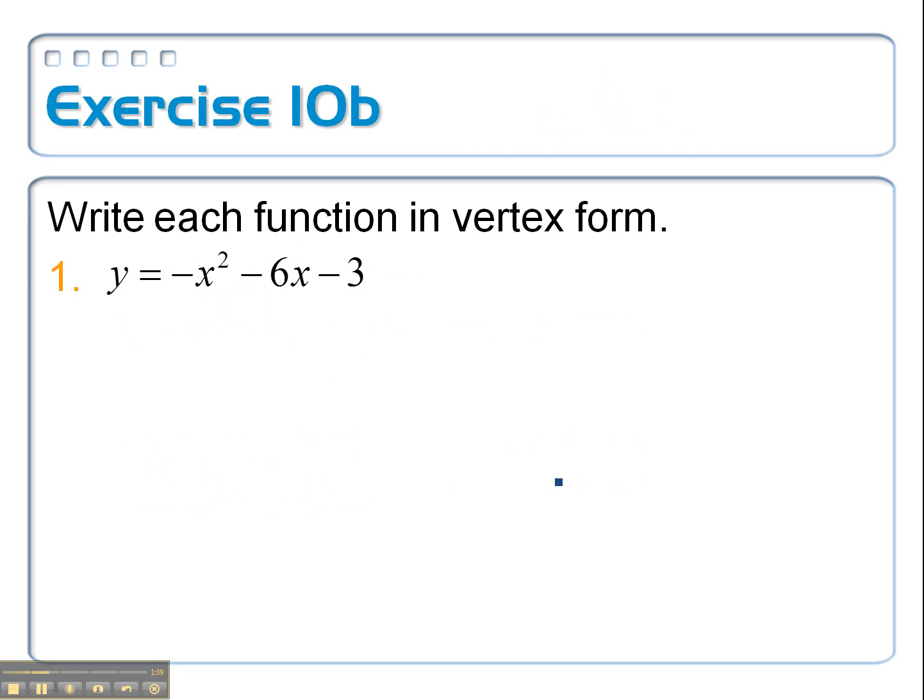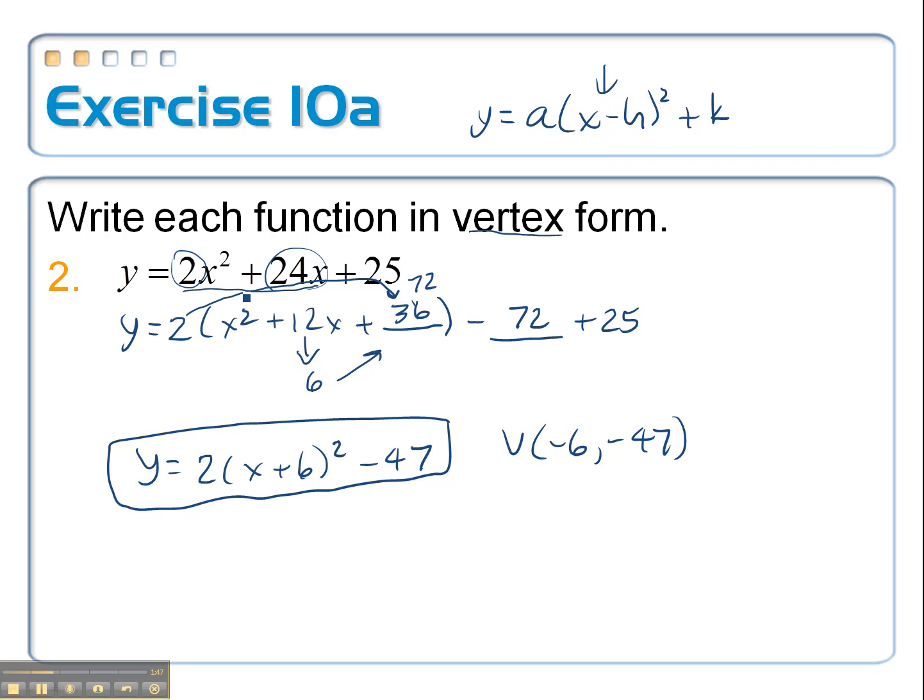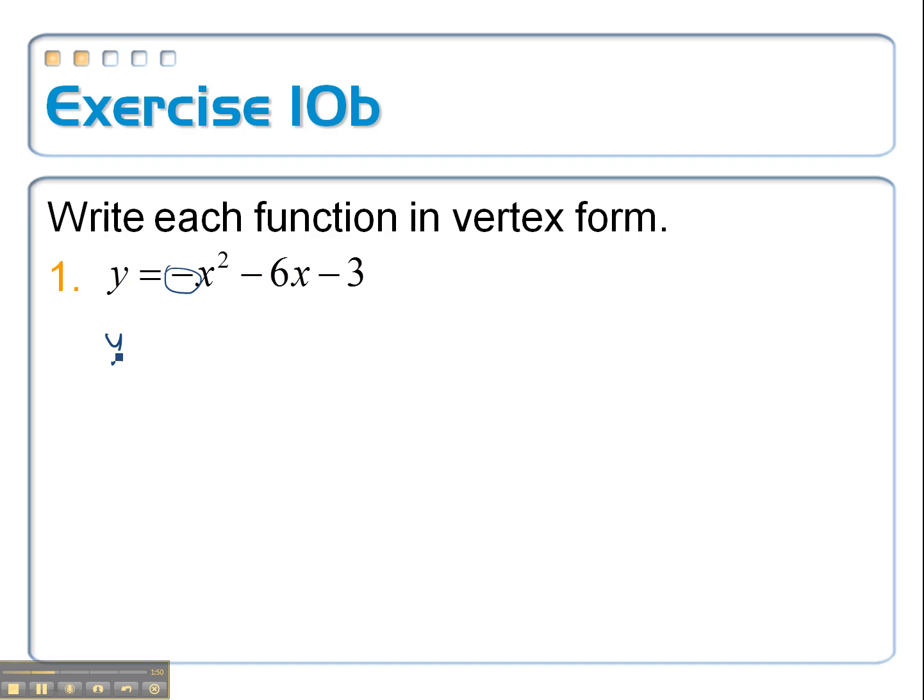Let's try another one. Alright, so this one has a negative sign out front of it. We're going to treat that negative sign just like we treated this 2. We're going to have to factor it out of the first two terms. So y equals negative, open the parentheses, x squared plus 6x plus blank, close the parentheses. Now, remember that whatever we get whenever we complete the square, we're going to have to multiply it times this negative. So really, it's not like we're adding something, it's going to be like we're subtracting something. So in order to balance the equation out, we're going to have to add it on the outside. Now I have my minus 3 that I had before.